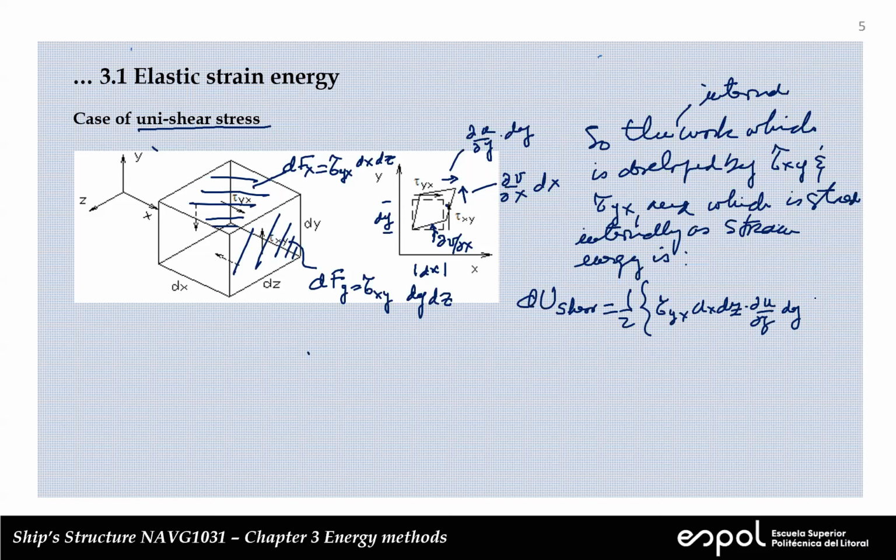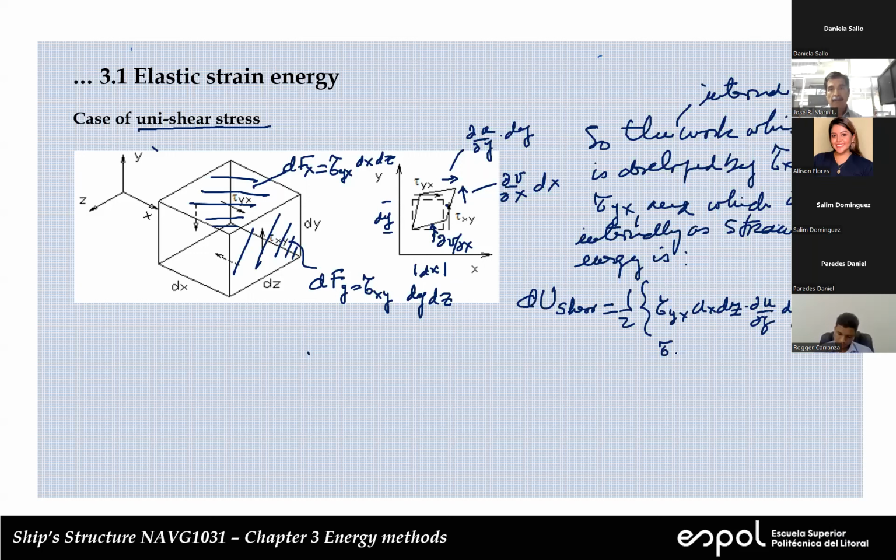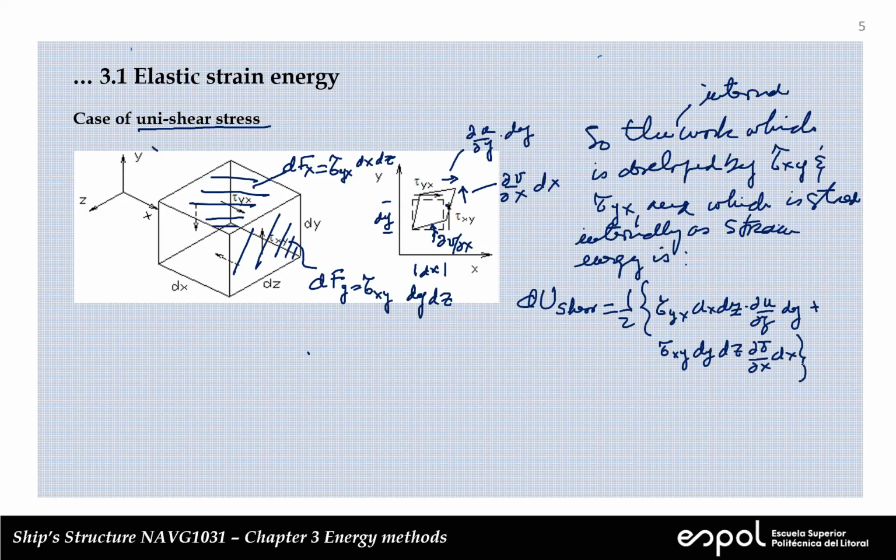And then we have to add the other term. So the force is this one here, tau xy. The area is dy dz. And the distance is this one here, so it's going to be dv dx times dx. So that's force times distance, force times distance. You add these two things and that's work. That work, that's energy, has to be stored internally. And that's what we are calculating.